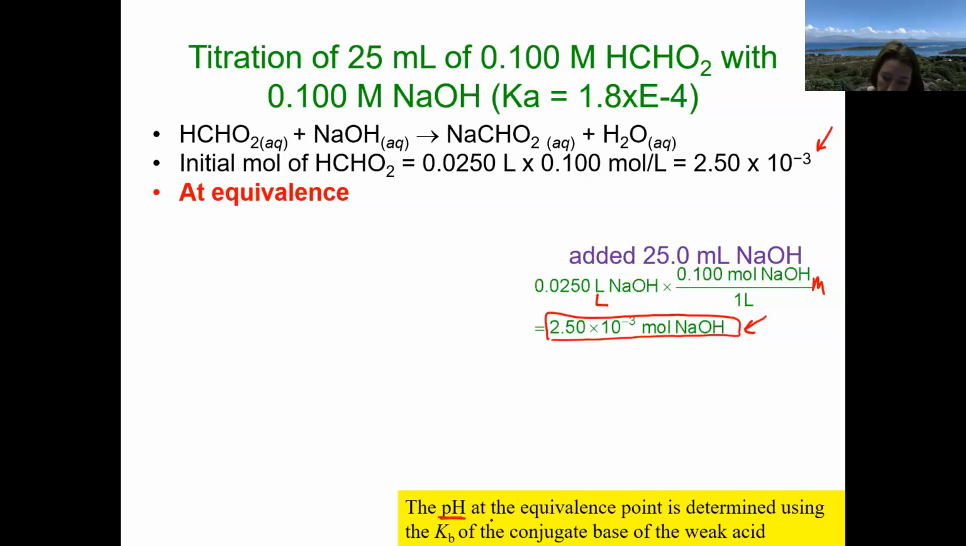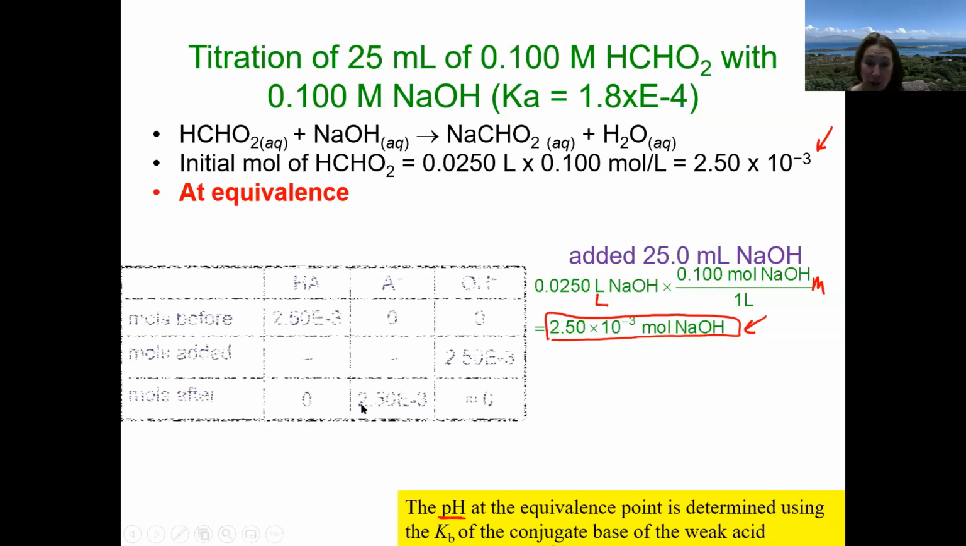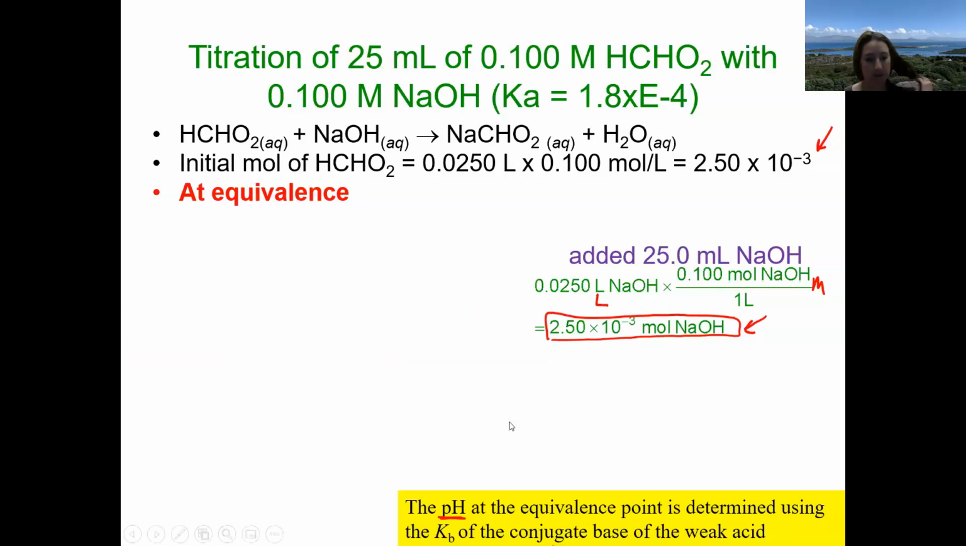The pH at the equivalence point is determined using the Kb of the conjugate base of our weak acid. Again, this was the last question on your quiz from Monday, the quiz where you actually have to do the Kb of the conjugate base. Okay, so if we look at our equation, we're going to add this many moles. Again, got to do a moles table, right?